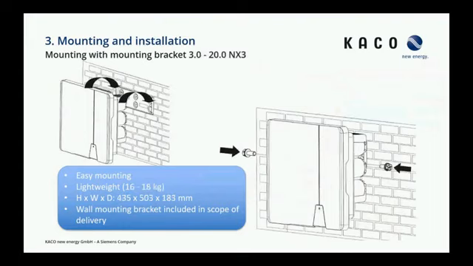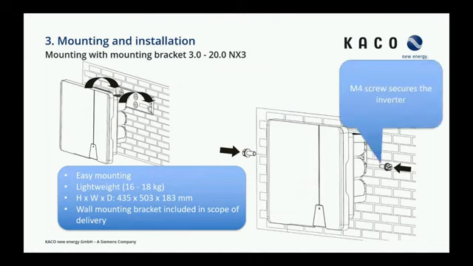This is the same picture for the smaller NX3 inverters up to 20 kilowatts. It's again really lightweight, up to 18 kilograms. Really easy to install with one person. Here we have a slightly different mounting bracket, but the system is almost the same. You just have to mount the bracket, and after that we can just hang up the inverter and make a good connection with the M4 screws here also on both sides.